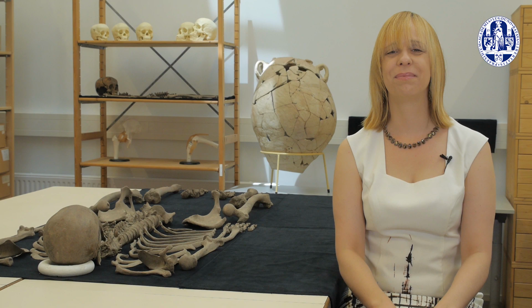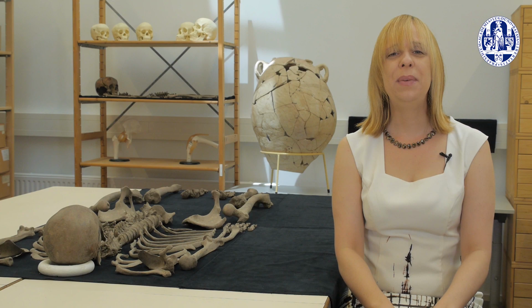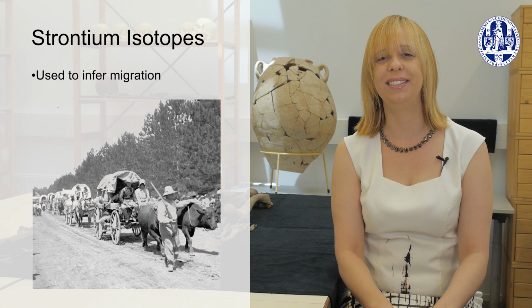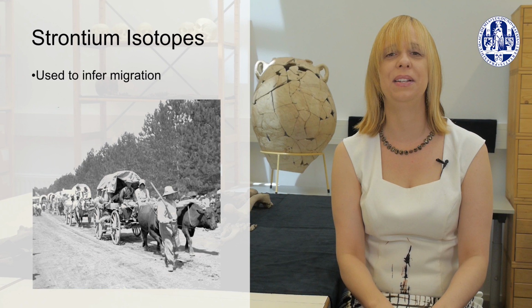Welcome to the second case study of the Mobility and Migration module. In this video, we will learn about strontium isotopes and how they have been increasingly used to infer patterns of migration in past populations. Recall that video 3.2 reviews the basics about stable isotopes, what they are, how they work, and how osteoarchaeologists can detect different isotopes.